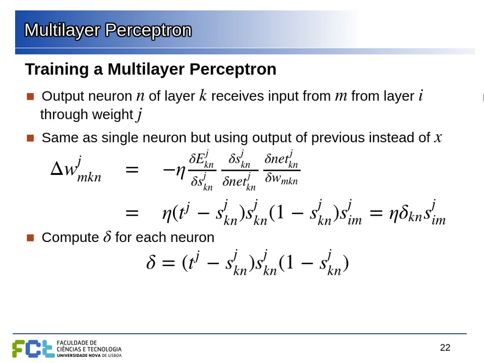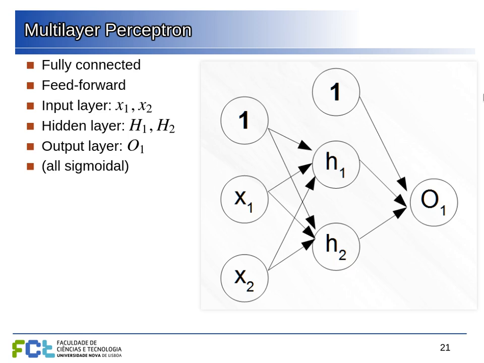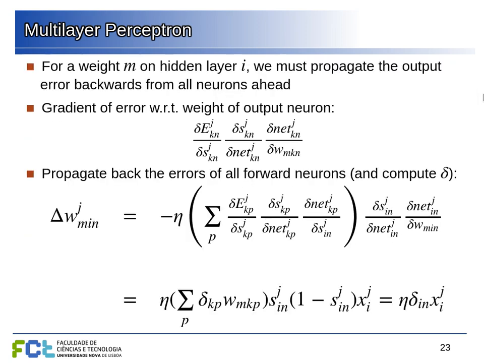Because we are going to use the same delta for all the weights on the neuron. So this part is the same for all these weights here. Now, where it gets a bit more complicated is when we go to the hidden layer.